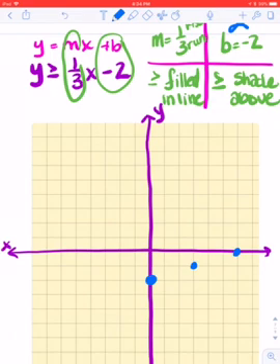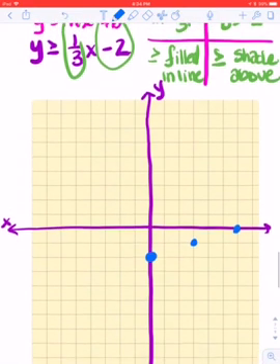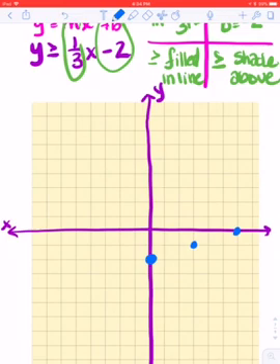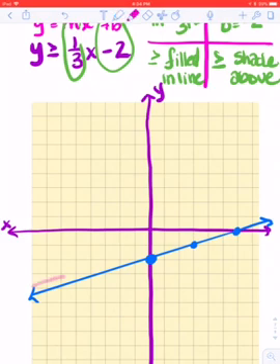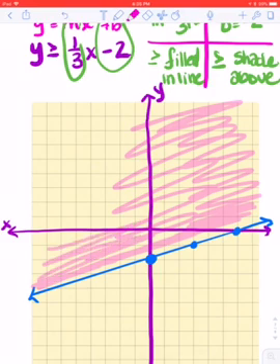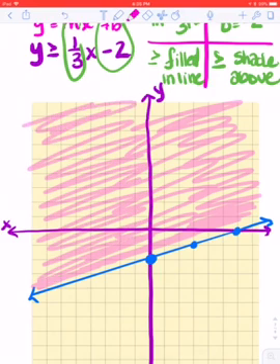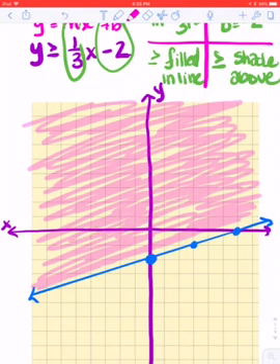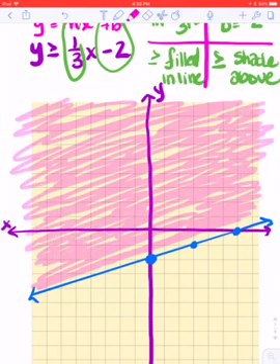Okay, now I know it's got to be a filled in line. So I'm going to do the best I can to draw a straight line here. There's my line. And then I know it's got to get shaded above. So I know it's going to be up in this part. Okay, now I'm not going to do as good as I normally do because drawing electronically is a little bit different than drawing on your paper with a big thick highlighter.